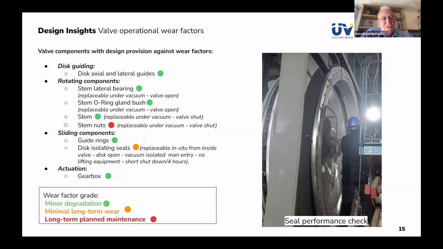Stem over in bush, we've already covered that. Replacement under vacuum. Stem nuts, we're using a rotating stem with a nut. The nut's embedded in the top of the wedge. It's a non-rising stem, so as the actuator on the top rotates the stem, the nut rides up the stem and takes the disc up with it.